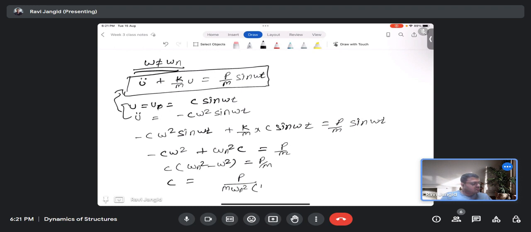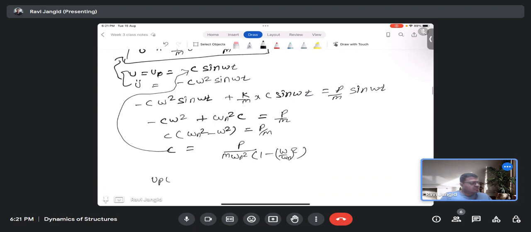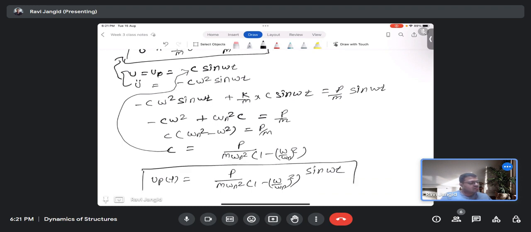So if I take omega n, that will become 1 minus omega by omega n squared. If I put c into this equation, my response will become u(t) equals p by m omega n squared, into 1 minus omega by omega n squared, into sine omega t. This is my response if omega is not equal to omega n, because if omega is equal to omega n, my response will become infinite, and this equation is not valid.